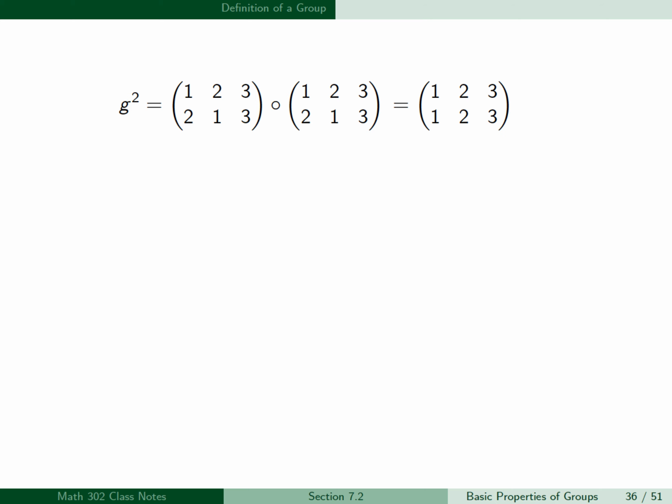And now we can look at g. So g squared will be the permutation composed with itself. And let's see, g maps 1 to 2 and then 2 back to 1. g maps 2 to 1, 1 back to 2. And then g fixes 3, so 3 maps to 3 and again maps to 3. So this will be the identity permutation, and therefore the order of g is 2. 2 is the smallest power of g that equals the identity.